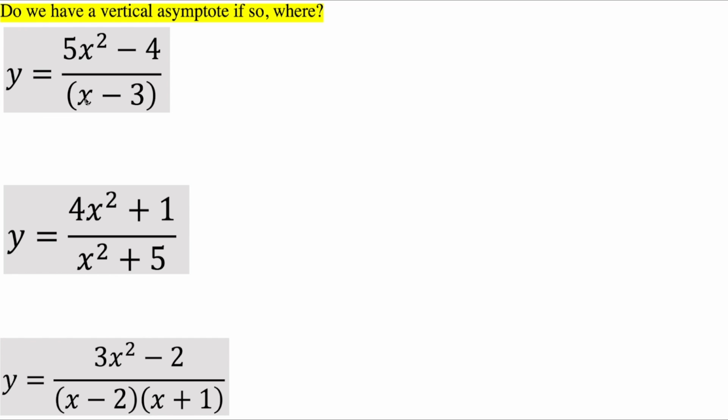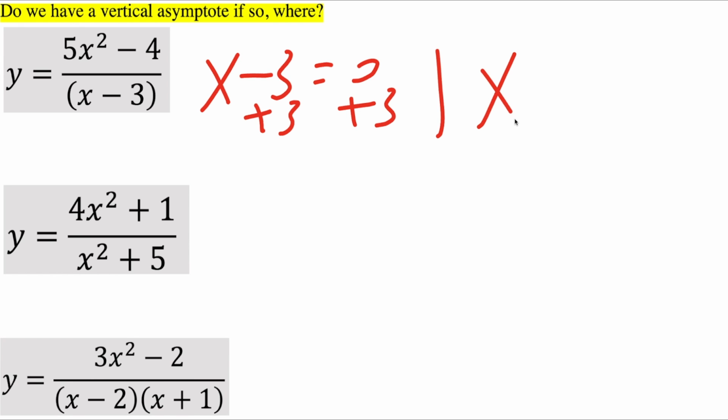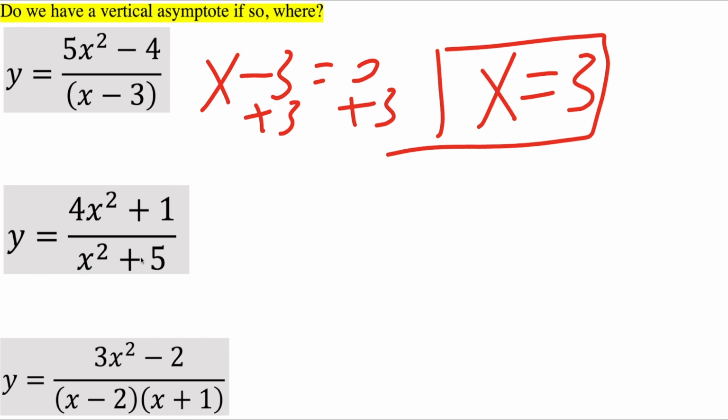So what we're going to do is focus on this denominator here. We want to know what value of x makes it 0. So we can say x minus 3 is equal to 0. We can add 3 on both sides. And we will have a vertical asymptote at x is equal to positive 3. Now we'll have another problem here.